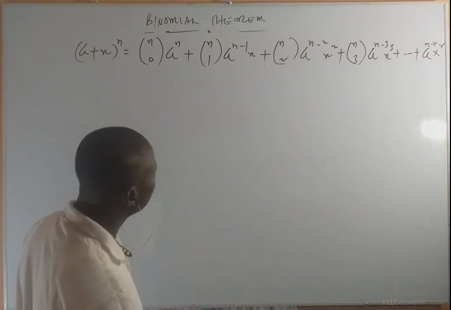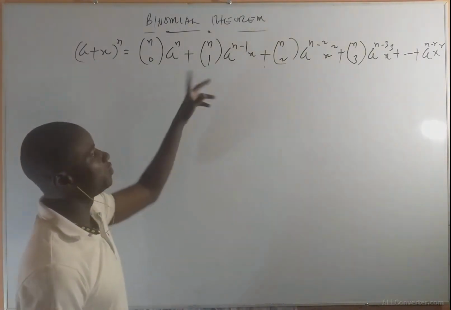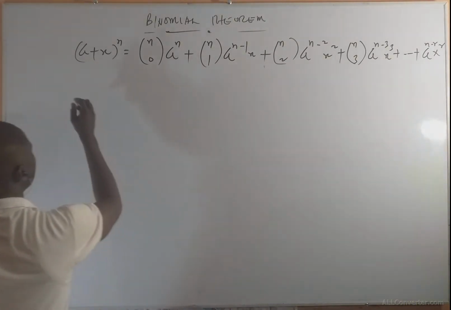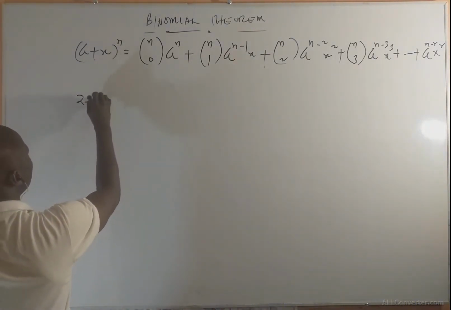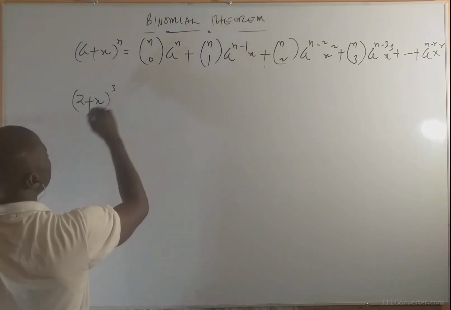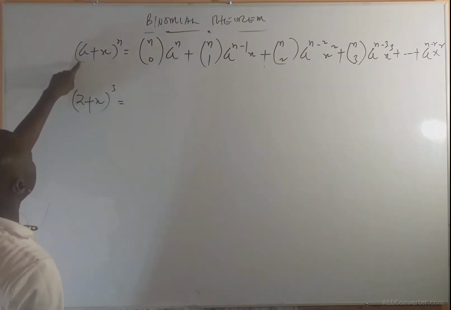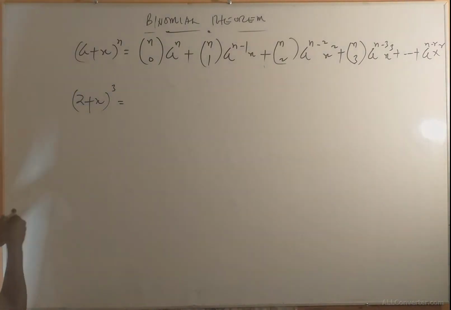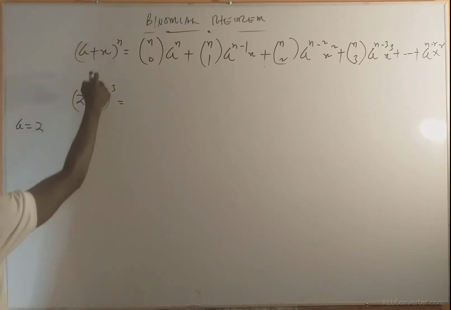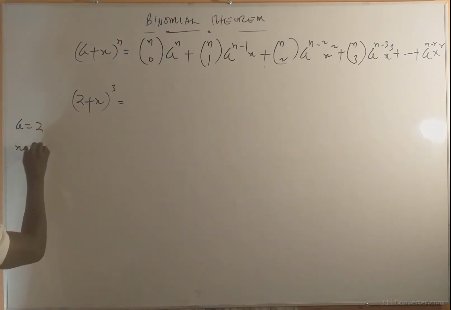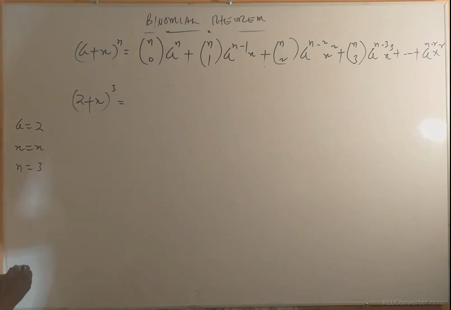Now, we will be looking at a question and see how best you can use this to solve it. Let's assume that you have (2 + x) exponent 3. Take note that this is our a, so our a is 2 here. Our x is still our x; it hasn't changed. And our n is now 3. So where you see a, you substitute 2. Wherever you see x, it is still x. But wherever you see n, you now substitute 3.